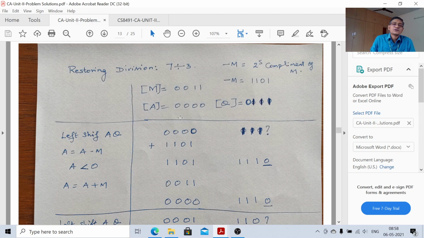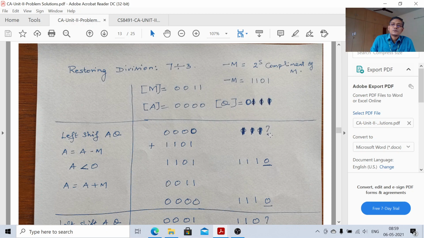So your A register is 0, all 4 bits, and the Q quotient register is assigned the dividend 0111. This is going to be the A register, and this is the Q. For the first iteration, we do not know the corresponding Q0 value. We are going to left shift the AQ. When you left shift, this 0 comes here, this 0 comes here, this 0 comes here, and the 0 available in Q comes here, and the remaining 1, 1, 1.